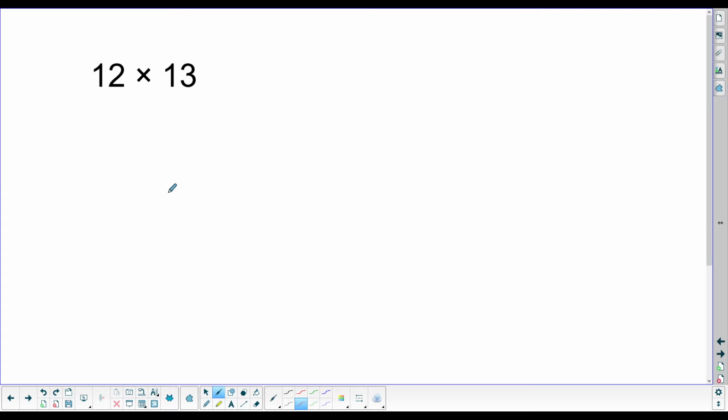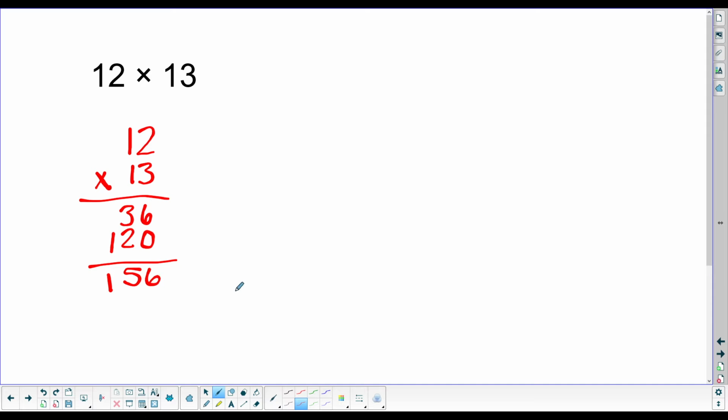Now, most people have seen this algorithm. This would be a vertical form of multiplication. And so we multiply 3 times 2, we get 6. And we multiply 3 times 1, we get 3. We come down here, we put a placeholder, because now we're multiplying the tens number. So we put a placeholder in the 1 spot. 1 times 2 is 2. 1 times 1 is 1. We add those together, we get 156.